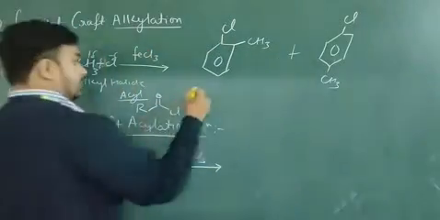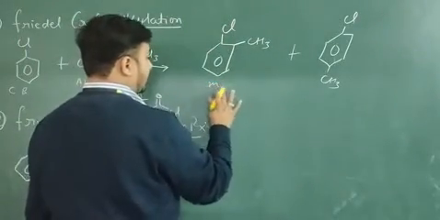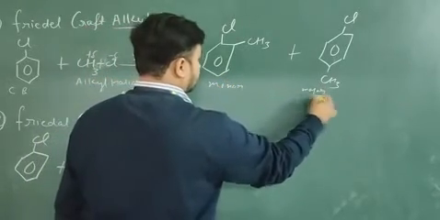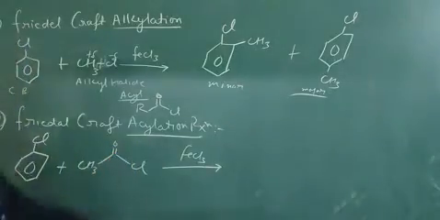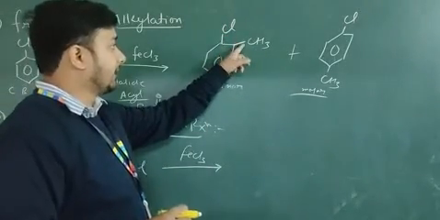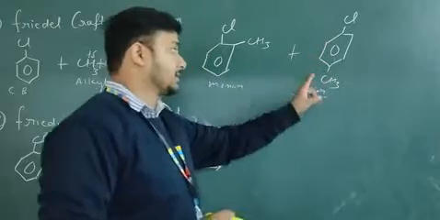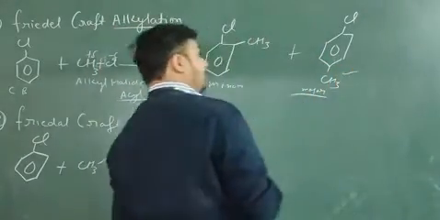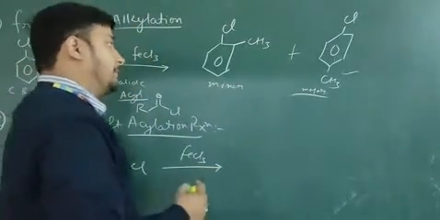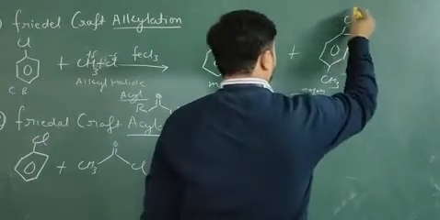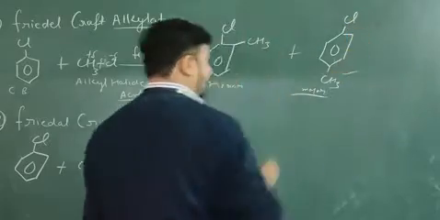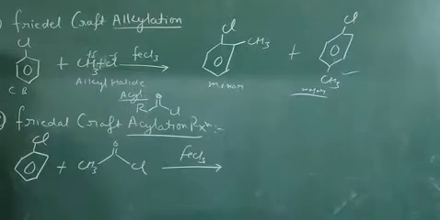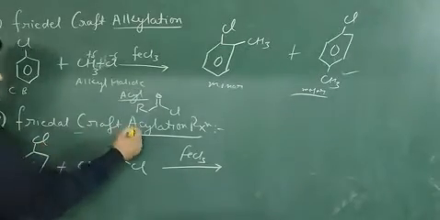Clear? This is a minor product and this is the major product due to steric hindrance. Steric hindrance is also occurring here, but in the case of the major product, this is the para product. That's why it is the major product, because of the absence of steric hindrance between the chlorine and the CH3 group. Clear? So now come to the Friedel-Crafts acylation reaction.